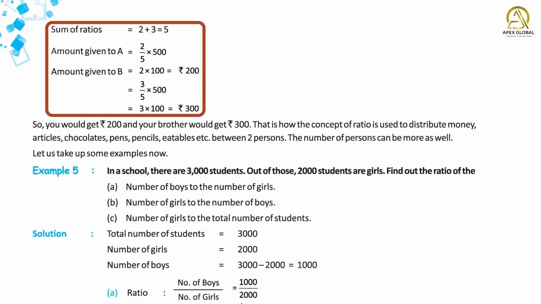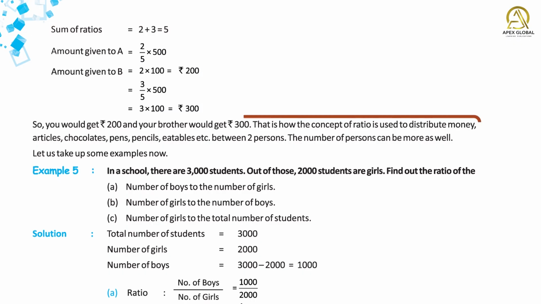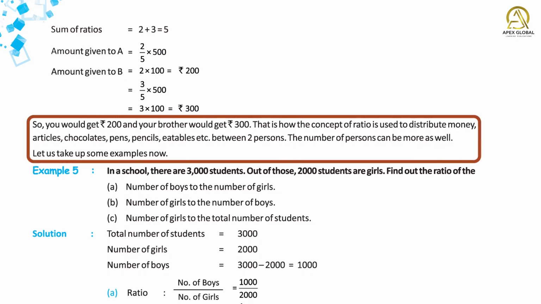Sum of ratios equals 2 plus 3 equals 5. Amount given to A equals 2 upon 5 into 500 equals 2 into 100 equals rupees 200. Amount given to B equals 3 upon 5 into 500 equals 3 into 100 equals rupees 300. So you would get rupees 200 and your brother would get rupees 300. That is how the concept of ratio is used to distribute money, articles, chocolates, pens, pencils, eatables, etc. between two persons. The number of persons can be more as well.